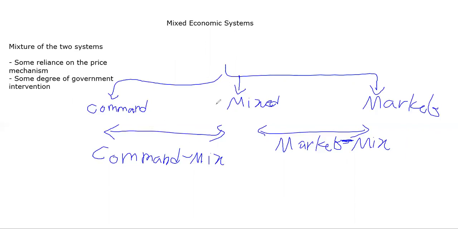And that's pretty much it for mixed economic systems. You can write a lot about what the government can do here, but this is really all you need to know if you just want to scrape by.